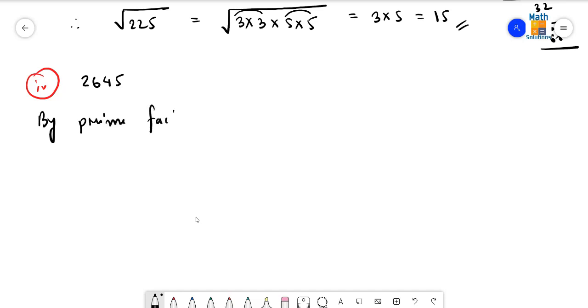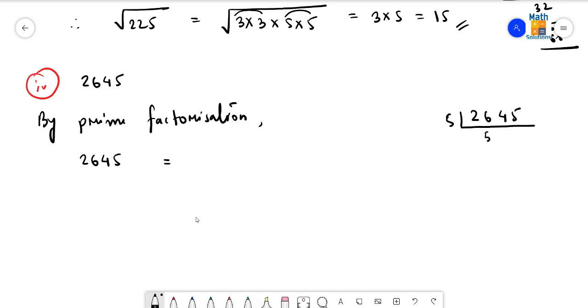By prime factorization, 2645 is equal to, let us find out the factors now. Can we proceed here with 3? Is it possible? Let us find out the sum of the digits. 4 plus 5 is 9. 9 plus 6 is 15. 15 plus 2 is 17. No, it is not possible to proceed with 3. So directly we have to start with 5.